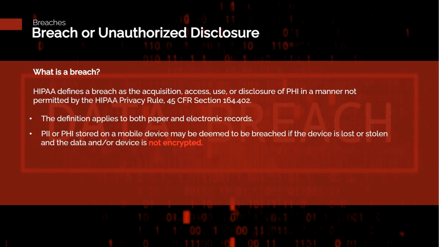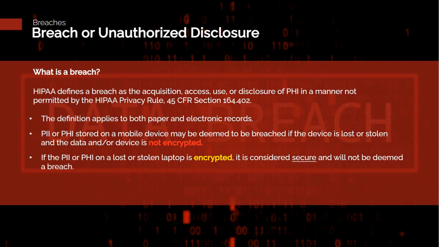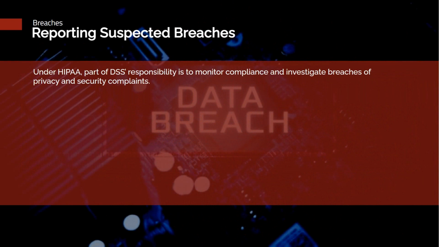PHI or PII stored on a mobile device may be determined to be a breach if that device is lost or stolen and the information or device is not encrypted. If the PHI or PII on a lost or stolen laptop is encrypted, it is considered secure and will not be deemed a breach. DSS has a responsibility to monitor compliance with HIPAA and investigate breaches of privacy and security complaints. What happens when a breach occurs?